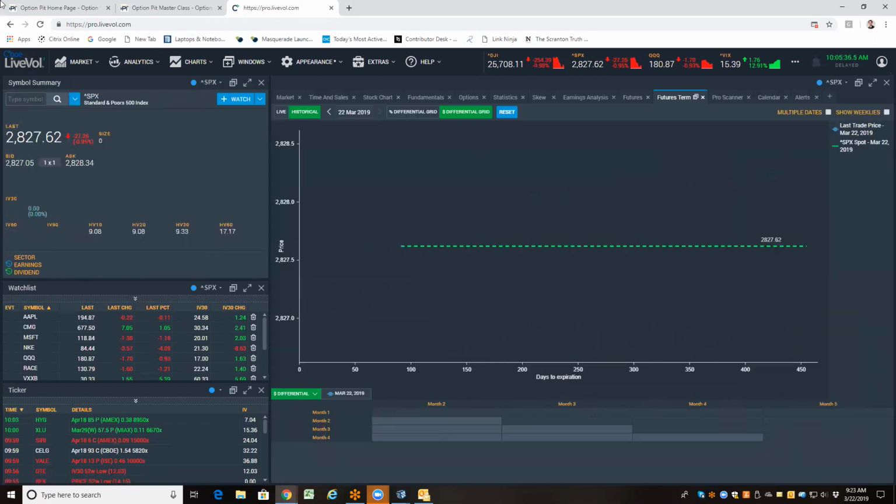Meanwhile, the SPX is down decently big. I think this is overdone. I think it's probably massively overdone. And that is one of the reasons why.